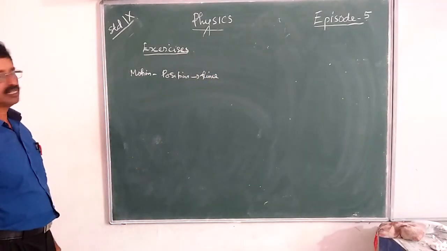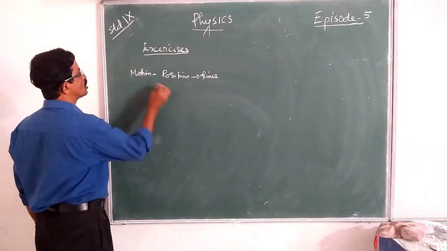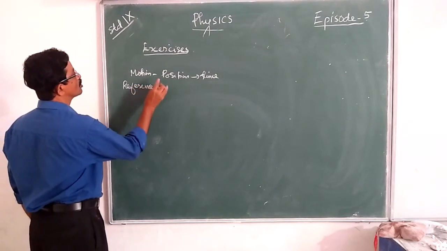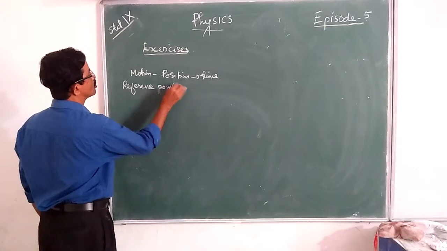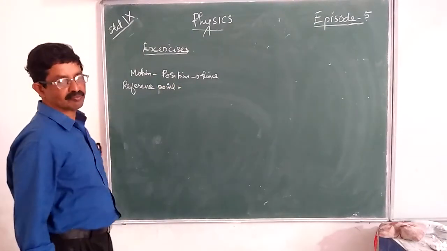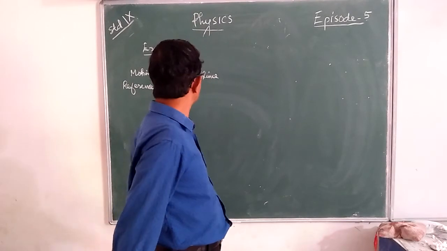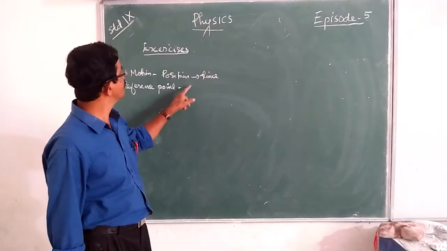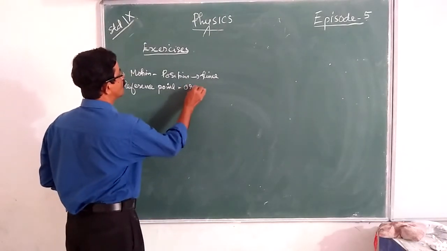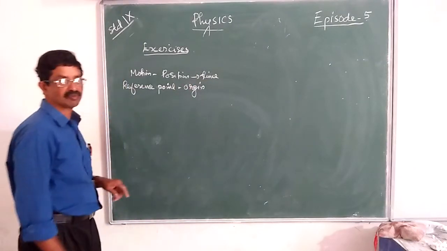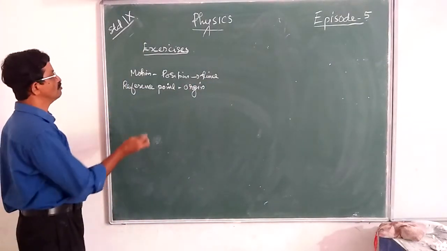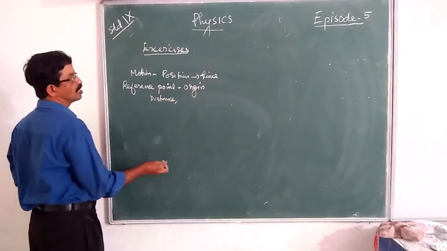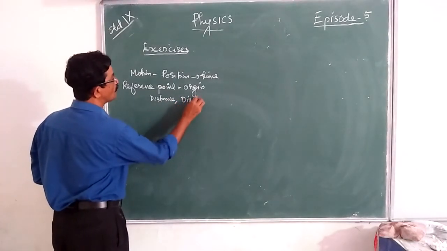Next, we discussed reference points. Normally, reference points are where we find the position from. Usually that is the origin. We consider the origin as the reference point. Then we discussed distance and displacement.